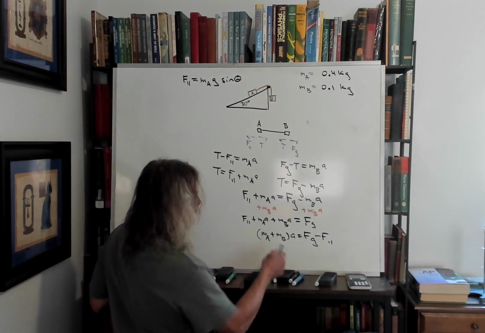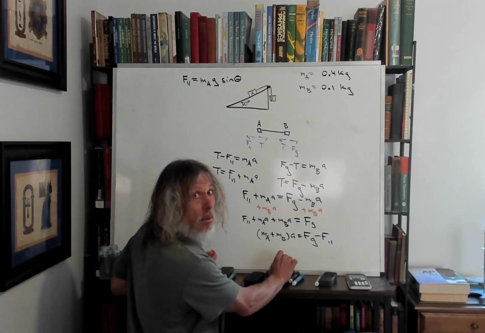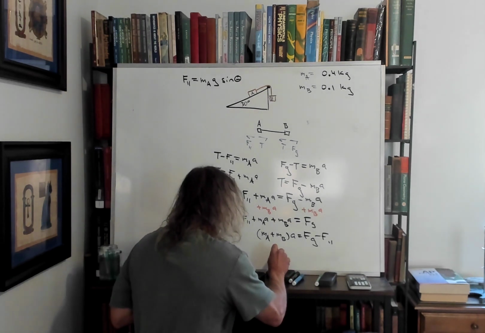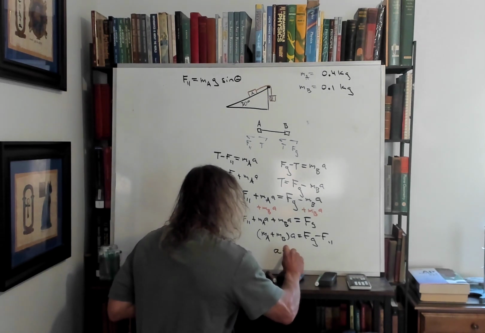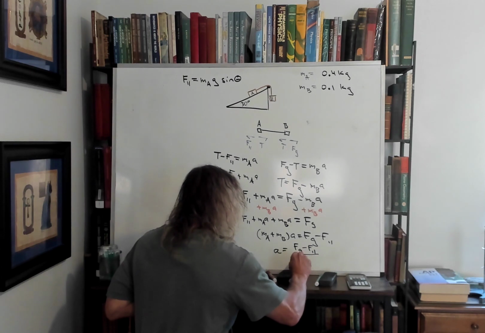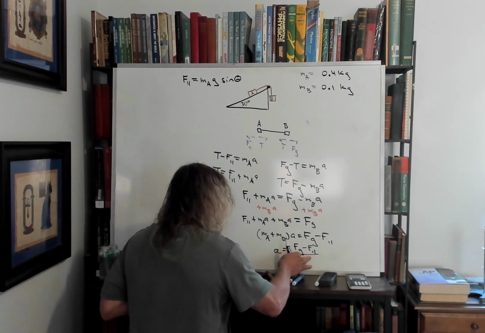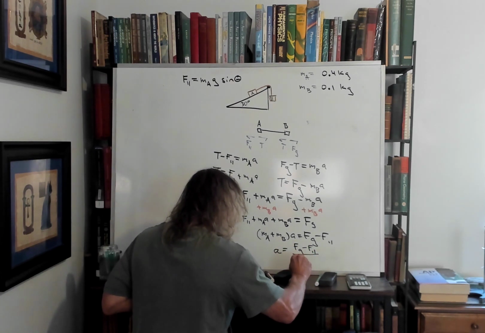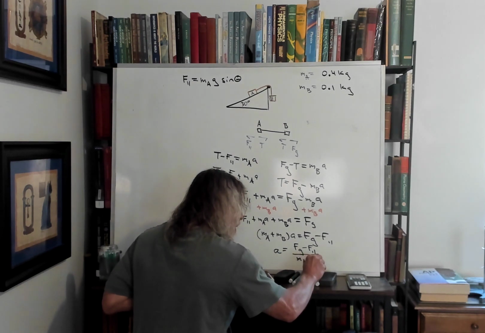So we get that, and the divide, and is it showing up? You can still see it. A equals F_G minus F parallel over, running out of room down here, it's hard to write, M_A plus M_B.